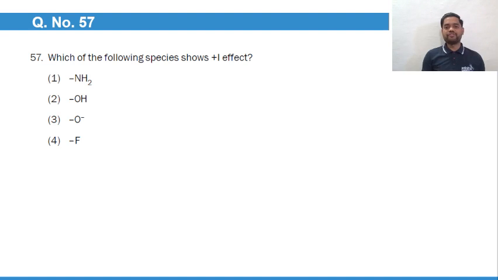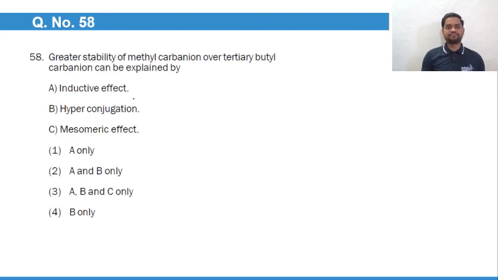57. Which of the following shows plus I effect? Negatively charged species shows plus I effect. So 57, option number 3 is the right answer. 58. Greater stability of methyl carbanion over tertiary butyl carbanion can be explained by inductive effect only. Okay, so option A only. That is 58. Option number 1 will be the right answer.